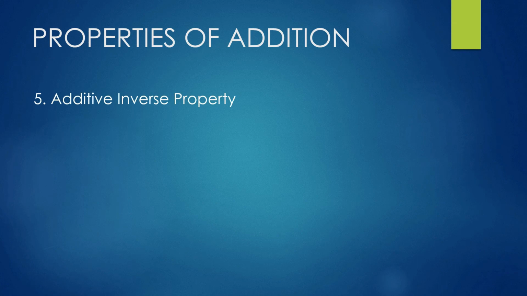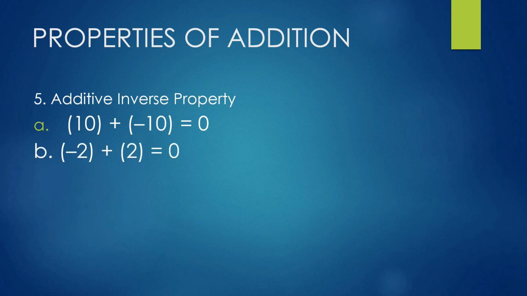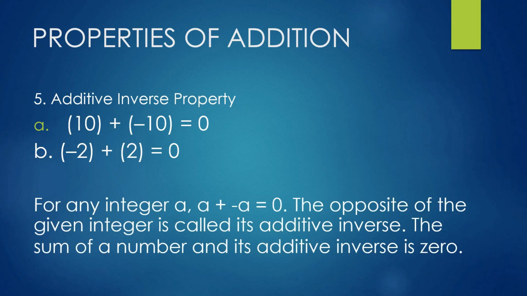Okay, for the next property of addition, we have the additive inverse property. So that is inverse, so finding the opposite. So for example, we have a. Positive 10 plus its opposite, negative 10. So 10 plus negative 10 is equal to 0. Next, we have negative 2 plus positive 2, which is also equal to 0. Because they are unlike signs, you need to subtract. 2 minus 2 is equal to 0. So for any integer a, a plus its opposite, which is negative a, is equal to 0.